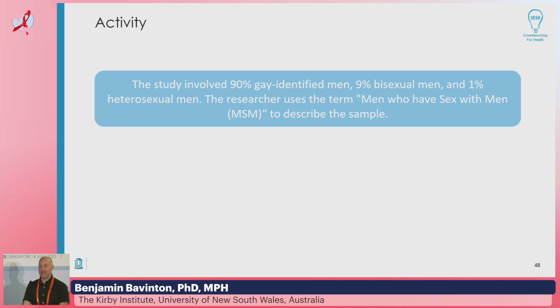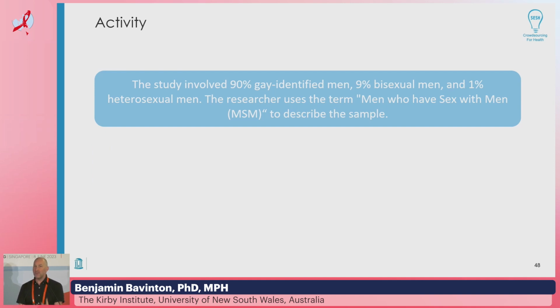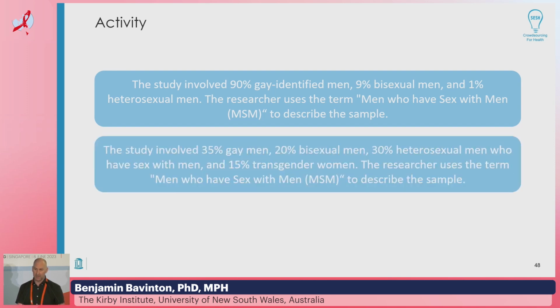So in this particular case, it would be better to use gay and bisexual men because you can see there that all of the people involved in this study were actually gay and bisexual identified people. We're not talking here about a sample that involves a lot of men who have sex with men who are not identifying in that way. This is more of a Western context. I understand that in other contexts it's different. I totally get that, and I'll get onto that in a minute.